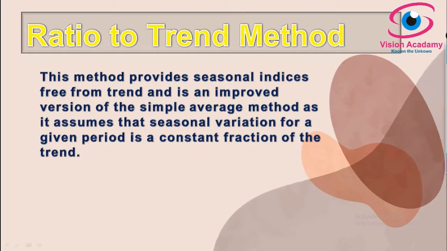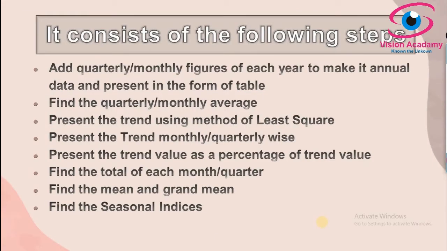So what does this method do? Under this method, seasonal indices are free from trend, and it is also an improved version of the simple average method. Very importantly, in this method we remove trend by finding trend value using least square method, and it also assumes seasonal variation for a given period is a constant fraction of the trend. I am not going to explain much more; let us focus on how to solve the problem under ratio to trend method for finding seasonal indices.